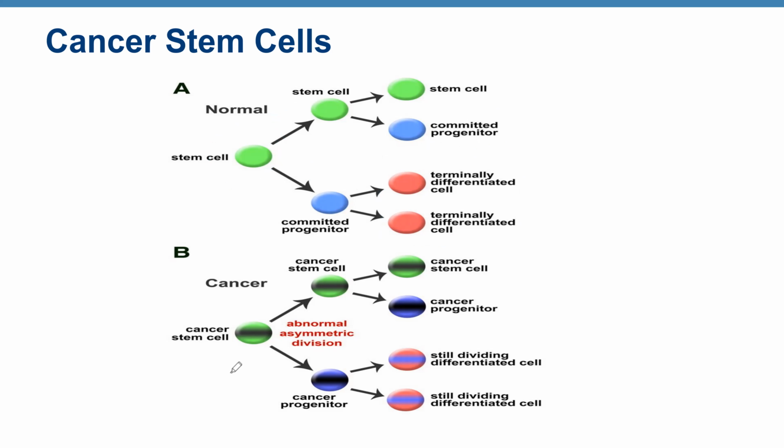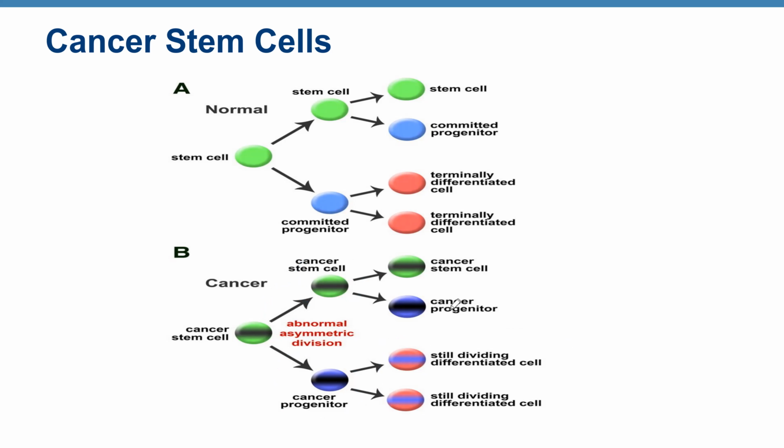However, in a cancer case, cancer cells will self-renew, they will form more cancer stem cells, and they will form cancer progenitor cells. And those progenitor cells will differentiate into cells of the cancer, but the point is they're still dividing, right? So they're still dividing cells.